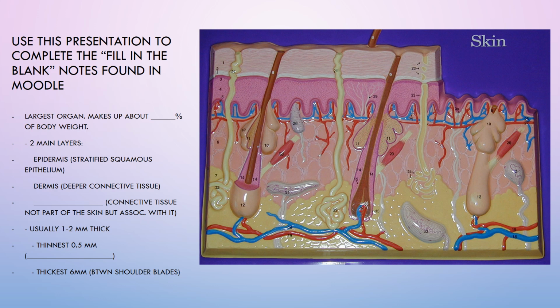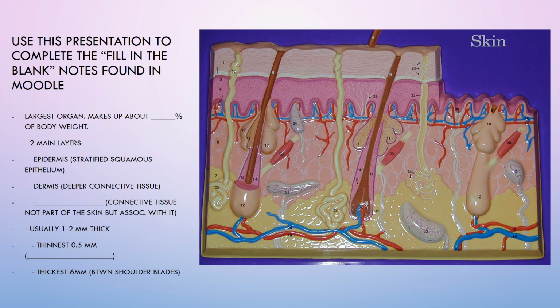It's also known as fat or adipose tissue. And so again, it's another connective tissue, but that's an associated layer. So it's not going to be classified as a true layer of the skin like the epidermis and the dermis would be.